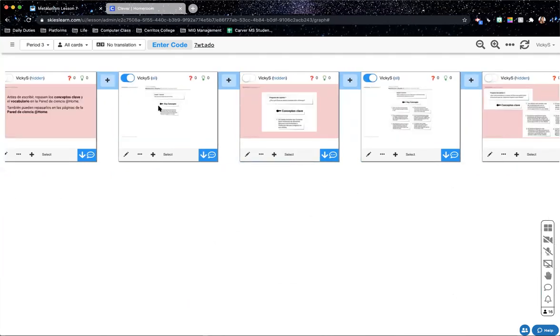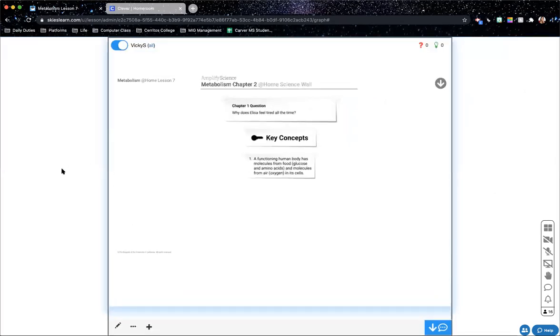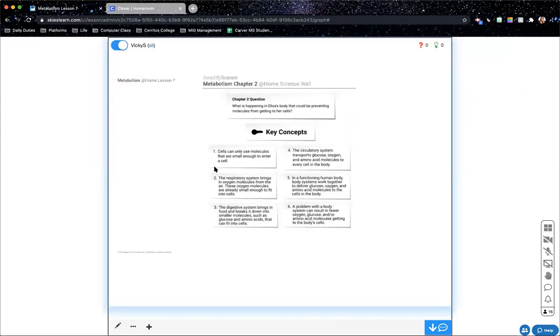So today, we know that, or this is what we have been learning about. We know that a functioning human body has molecules from food like glucose, amino acid, and molecules from the air like oxygen in its cell. So we need those 3 things in order to be healthy and functioning. I'm gonna go as fast as I can. So these are our chapter 2.